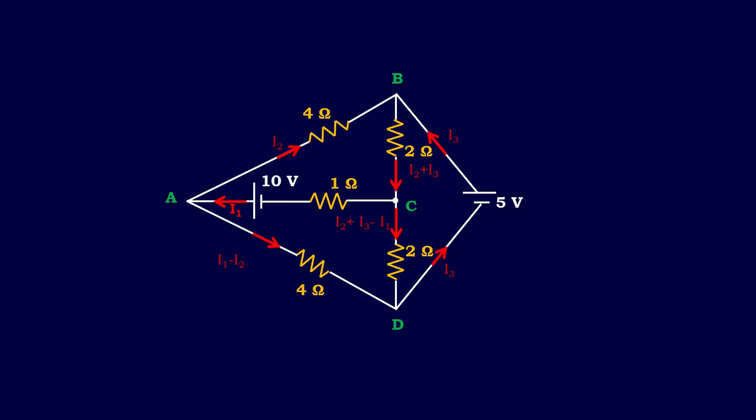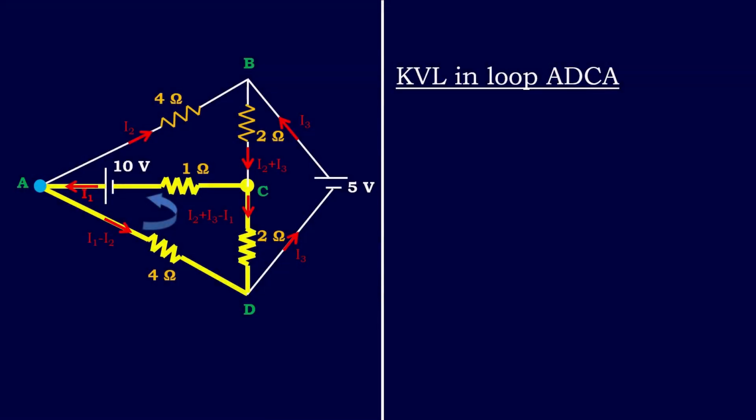The next step is to calculate the values of I1, I2 and I3 using Kirchhoff's voltage law in the loops. Now let us apply Kirchhoff's voltage law in loop ADCA. First, we assume that any voltage drop occurring in the direction of the arrow is taken as positive. Now follow the blue dot as it moves along the loop. We will note the voltage changes as it passes through each circuit element.